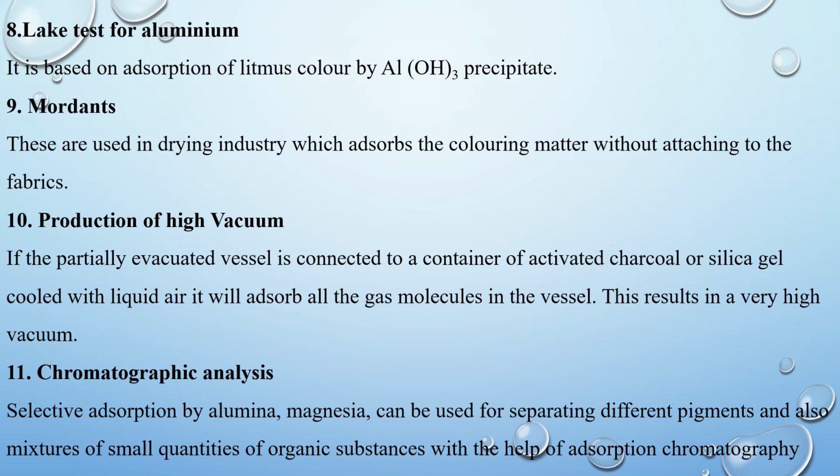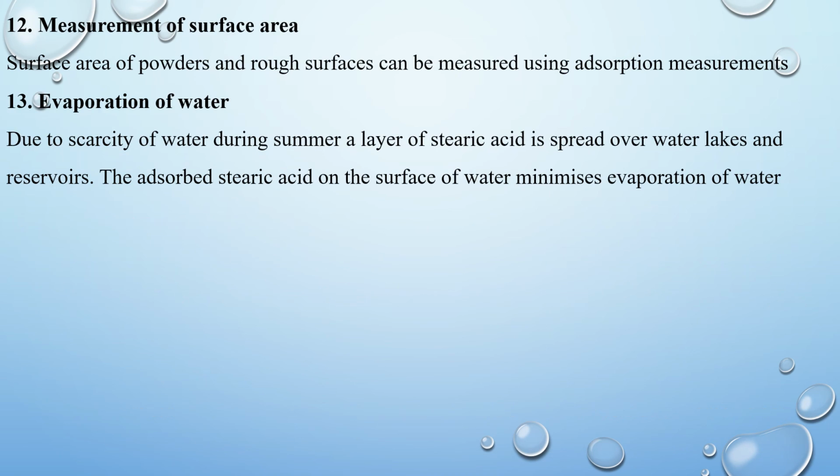Then adsorption is used in the production of high vacuum. If a partially evacuated vessel is connected to a container of activated charcoal or silica gel cooled with liquid air, it will adsorb all the gas molecules in the vessel. This results in a very high vacuum. Then it is used in chromatographic analysis. Selective adsorption by alumina and magnesia can be used for separating different pigments and also mixtures of small quantities of organic substances. Then measurement of surface area: the surface area of powders and rough surfaces can be measured using adsorption measurements.